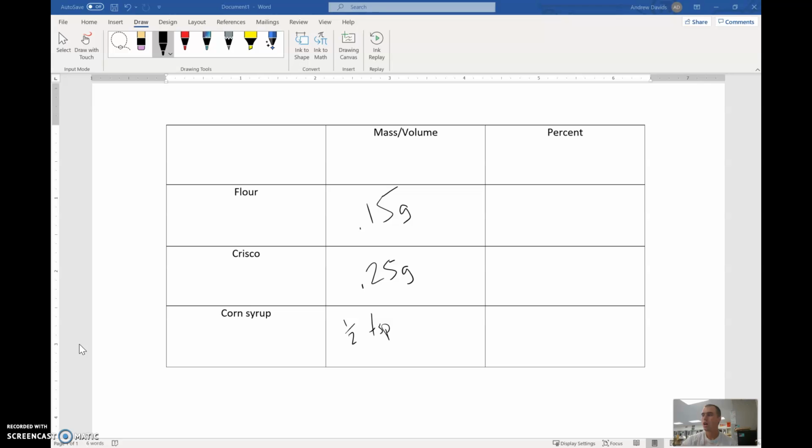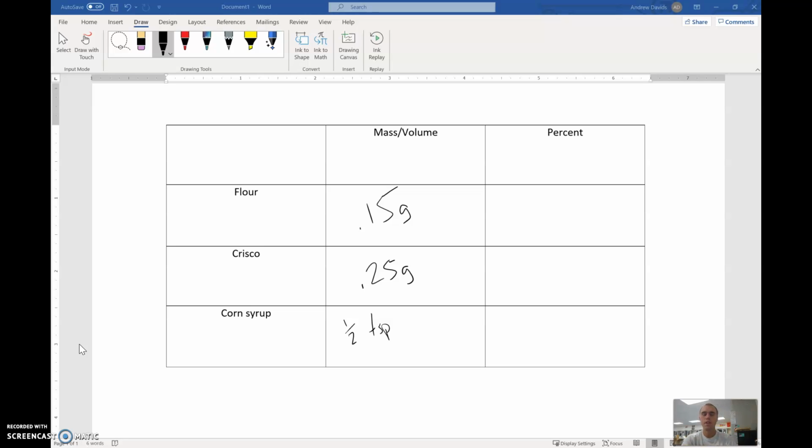I've filled in some numbers here. These are just random numbers I pulled out of the top of my head. I don't know if they're close to what you have. For this example, I only chose 3 ingredients: flour, Crisco, and corn syrup. The flour and the Crisco I can measure on my little pocket scale, so those are given to us in grams.